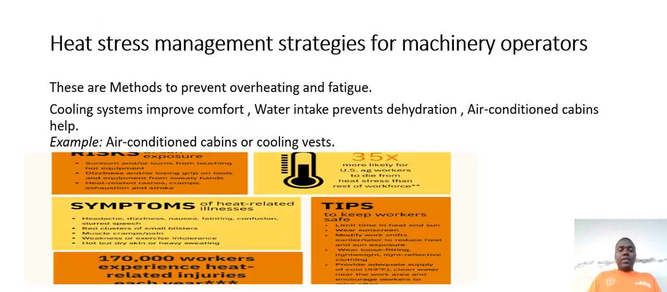Next slide is heat stress management strategies for machinery operators. These are methods to prevent overheating and fatigue. Cooling systems improve comfort. Water intake prevents dehydration. Air conditioned cabins help. Example, air conditioned cabins or cooling vents. Those are the key tips, key symptoms, risks you are going to meet, and others.